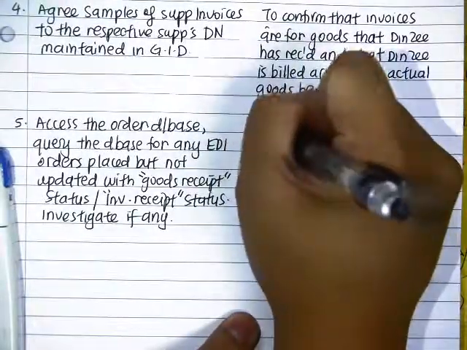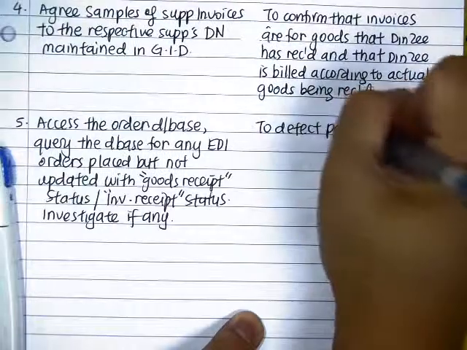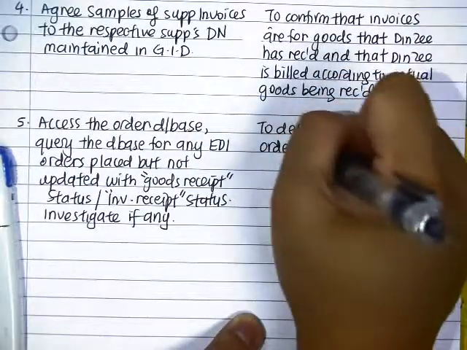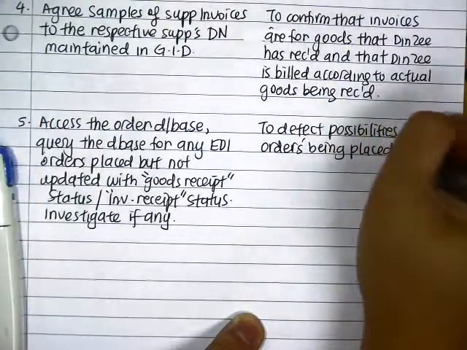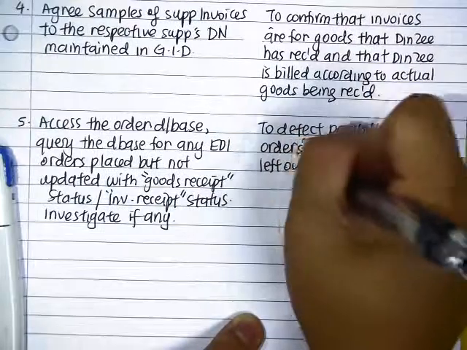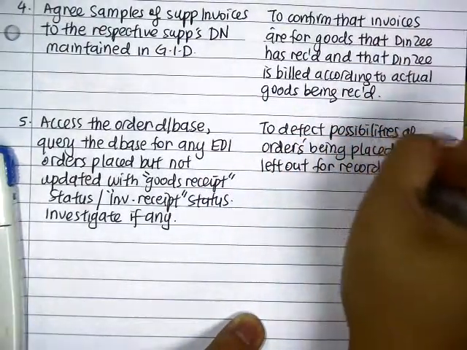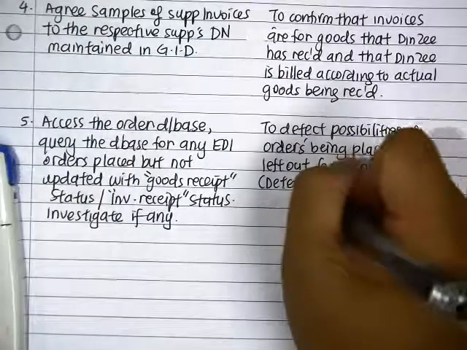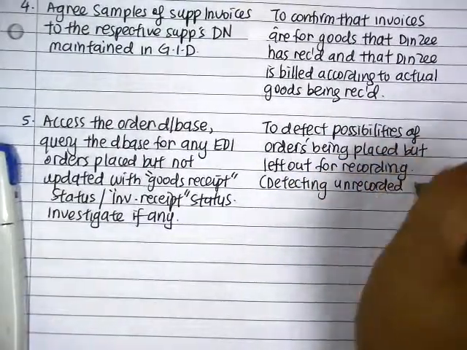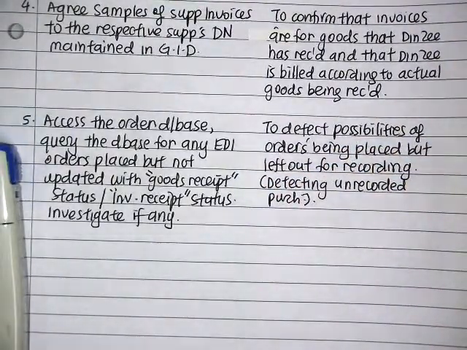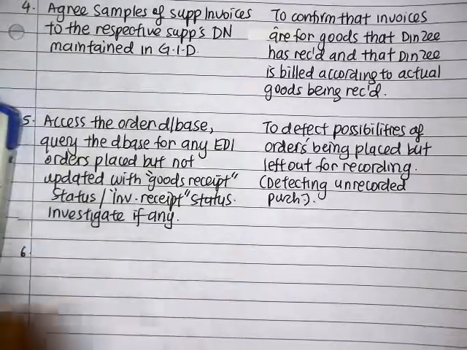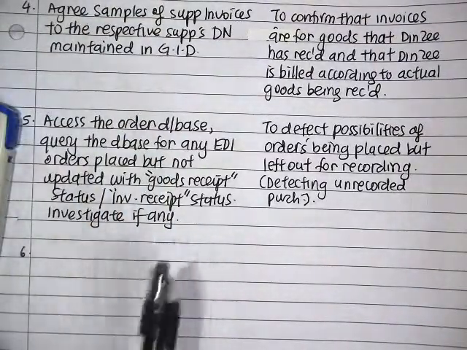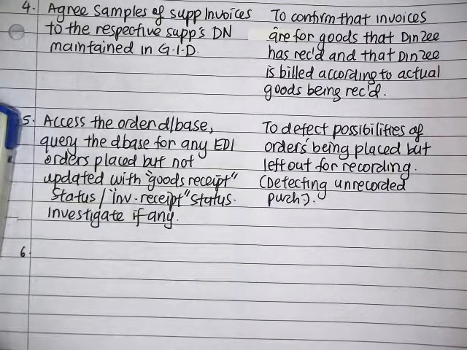Now, this is to detect possibilities of orders being placed but left out for recording. So we are detecting unrecorded purchases. Now, so far we talked about occurrence. Okay, now we talk about accuracy with the supplier's delivery note. We talk about detecting possibilities of not recording when you see the status is not being updated.